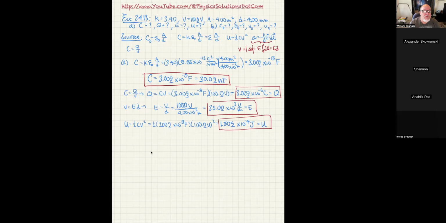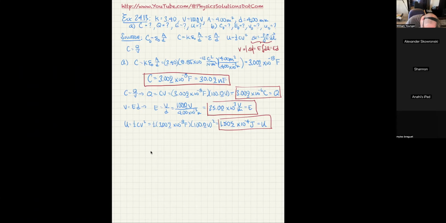A parallel plate capacitor filled with dielectric K is connected to a 100-volt battery. After the capacitor is fully charged, the battery is disconnected. So the battery being disconnected means that the voltage can change, but the charge cannot.